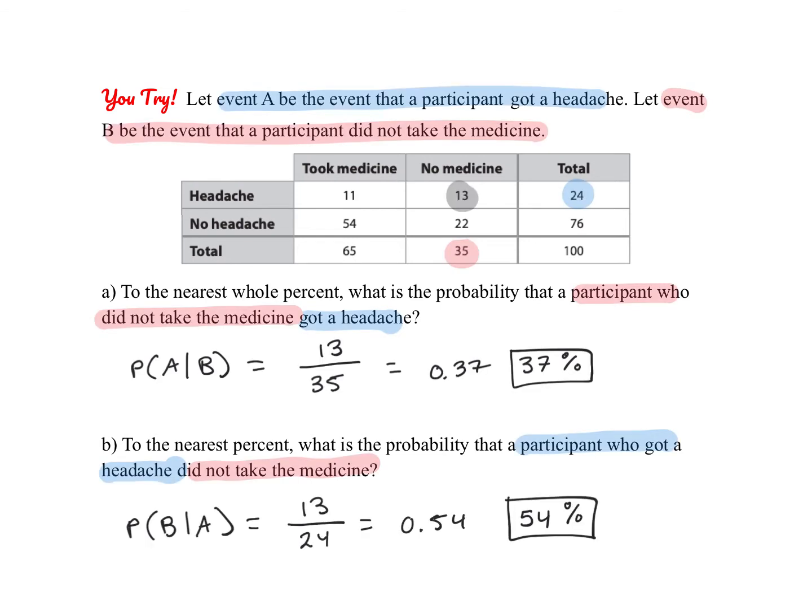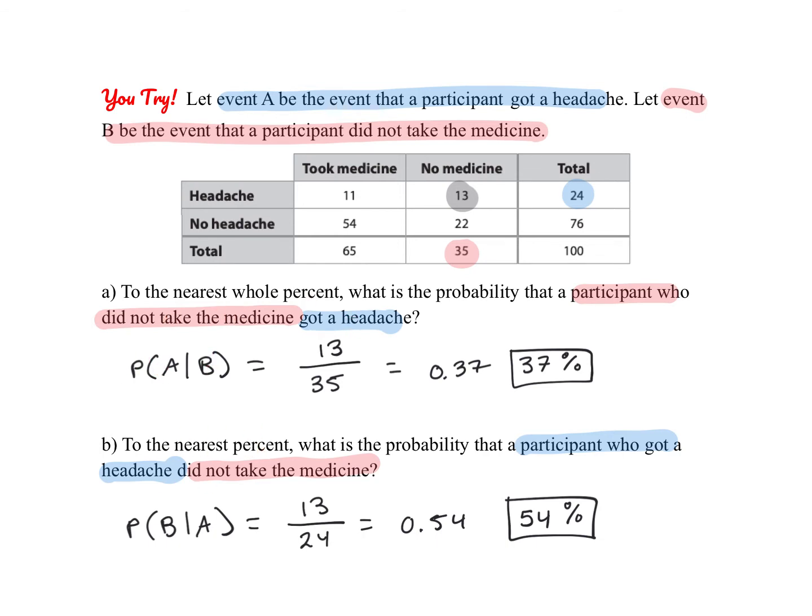All right, so go ahead and take a look here. In the first one, it says the probability that a participant who did not take the medicine got a headache. So this is the probability of event A given B. Because event A is getting the headache given that they did not take the medicine.